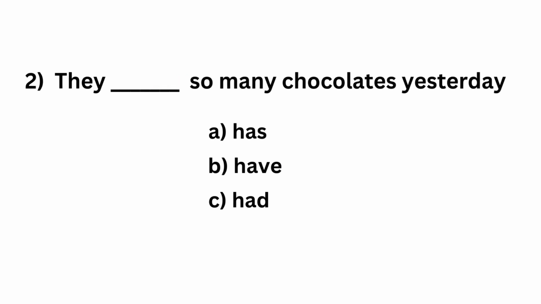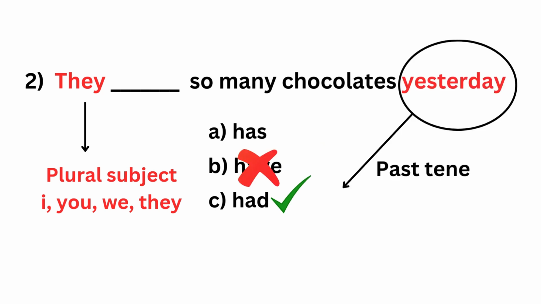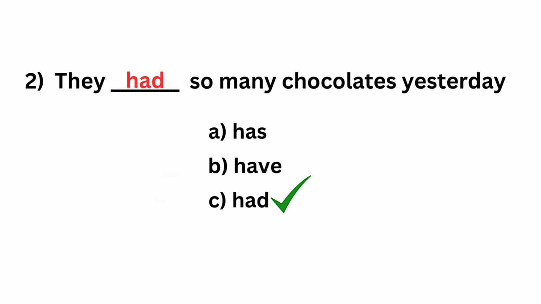Second question, let's go with the same example. They dash so many chocolates yesterday. Here, the subject they is plural, so we cannot use has. There are two possibilities, have or had. The word yesterday indicates the past, so we use had. Answer, they had so many chocolates yesterday.